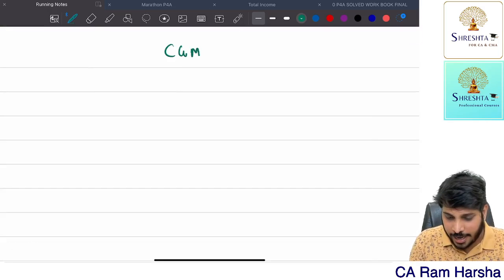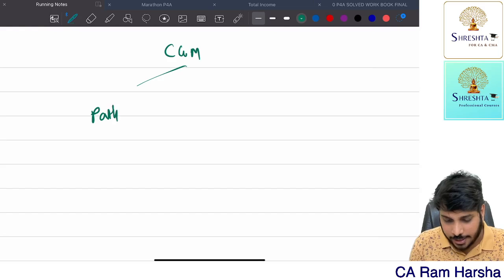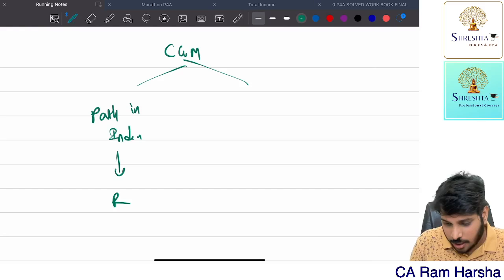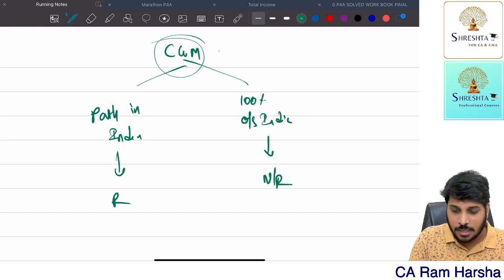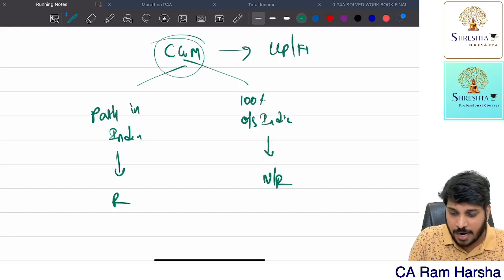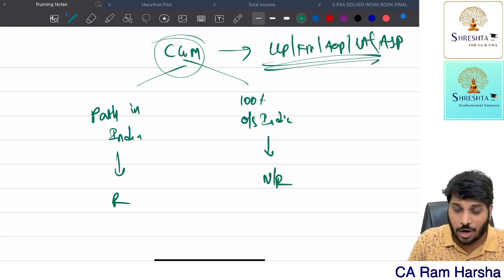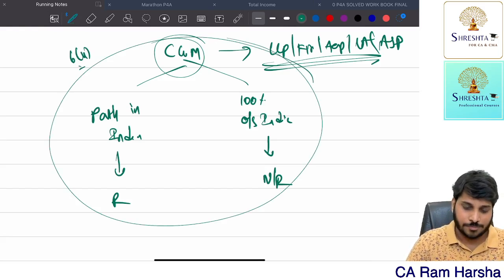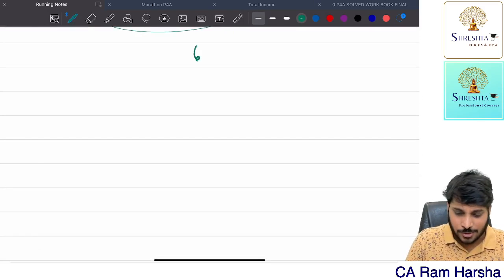If control and management is partly in India, it's a resident. 100% control and management outside India, it's a non-resident. Simple, over. This is applicable for LLP, partnership firm, AOP, local authority, artificial juridical person, for all of them. This is the residential status. Section 6 subsection 4. Fine. Now 6 subsection 3.